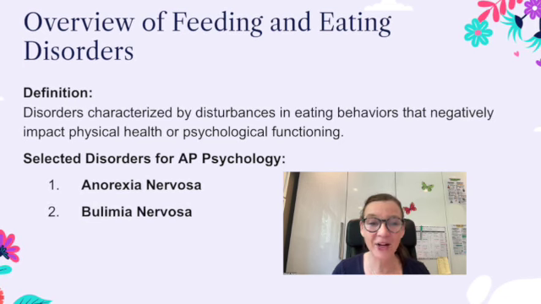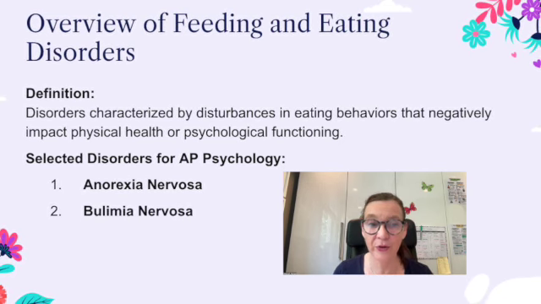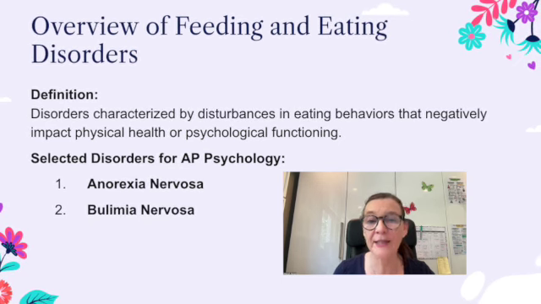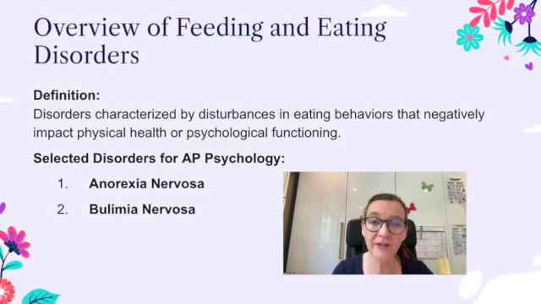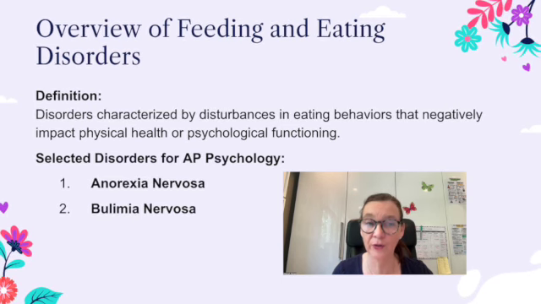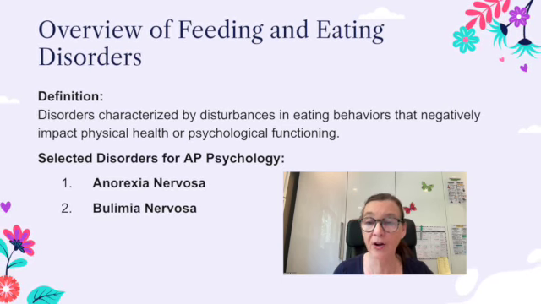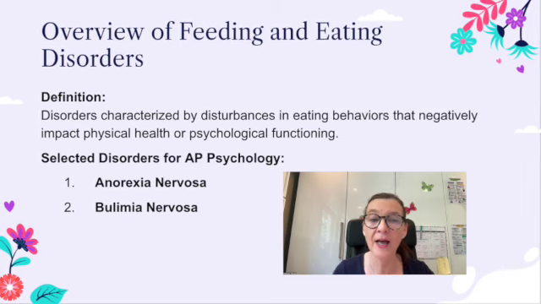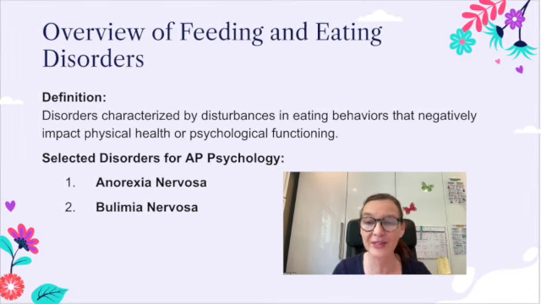Okay, so let's get started with the overview of feeding and eating disorders. The definition basically of this is disorders characterized by disturbances in eating behaviors that negatively impact physical health or psychological function. For AP Psychology, we just need to know 2 disorders: anorexia nervosa and bulimia nervosa. We're going to break those down with all of the essential knowledge you need to know for the exam.